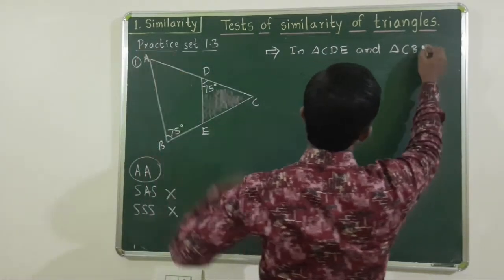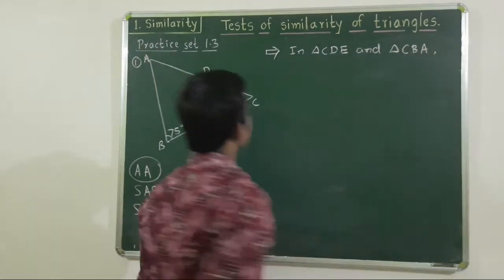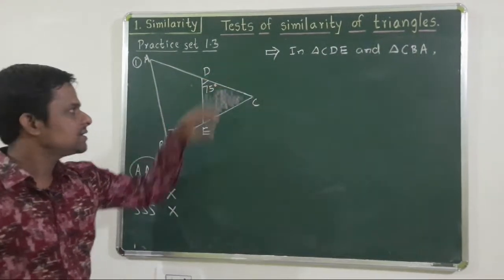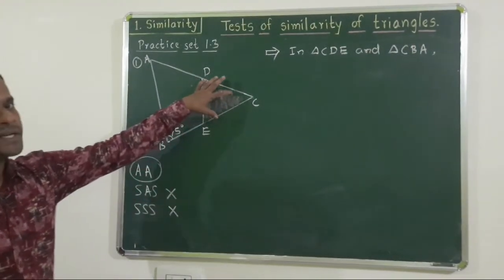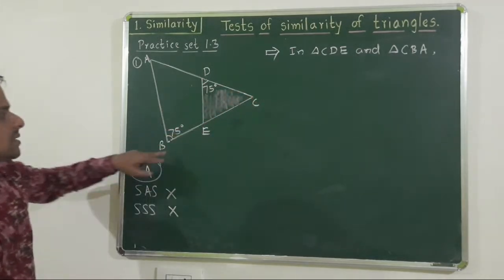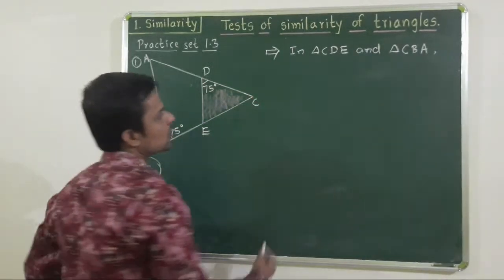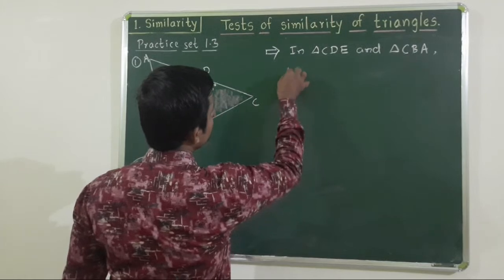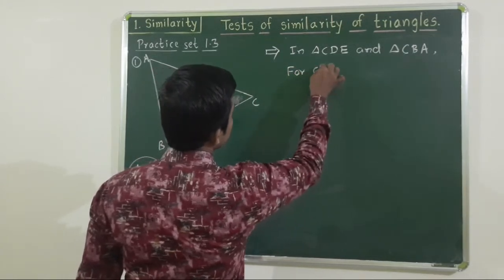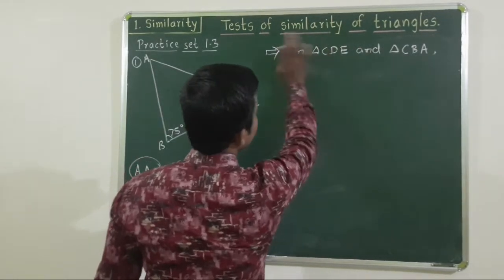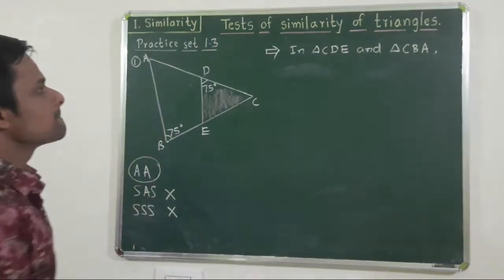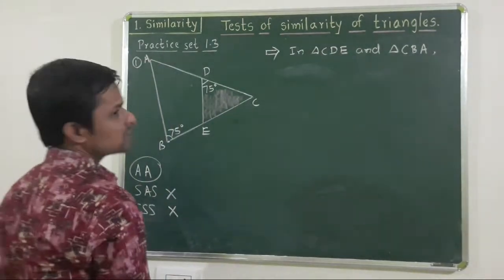And third is the remaining vertex, that is A. Therefore, in triangle CDE and triangle CBA, these are the two names of triangles. I'll write this at the end of this example. In triangle CDE and CBA, what are the congruent parts?